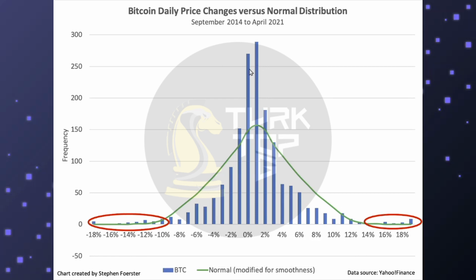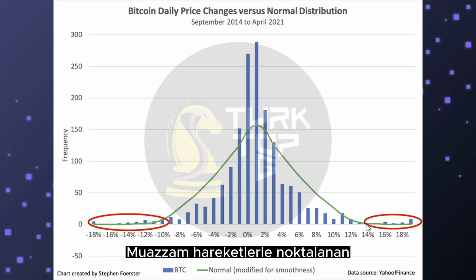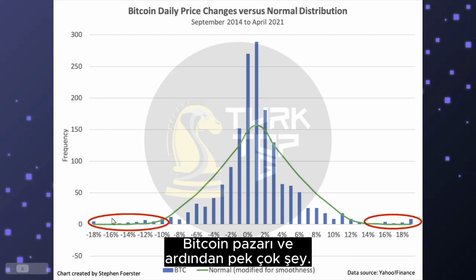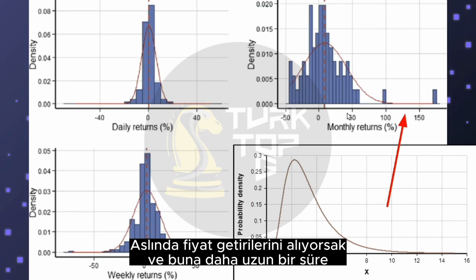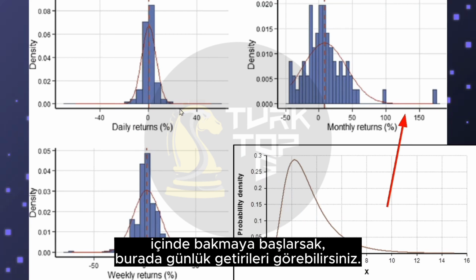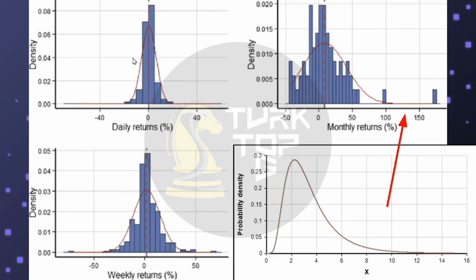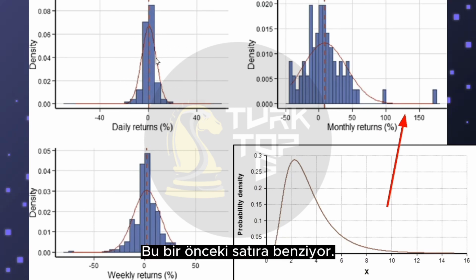So just remember that the Bitcoin market is punctuated by enormous moves and then a whole lot of nothing. Right, so if we're actually taking the price returns and we start to look at it over longer periods of time, you can see here the daily returns. This is kind of like the previous slide. Not a whole lot of anything happens.